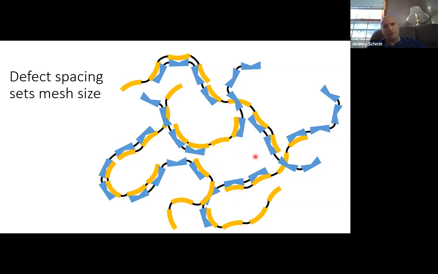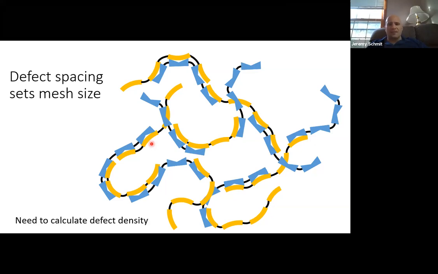And so now notice that my new pore size here is this much bigger thing that comes due to the fact that anytime I have these zipper motifs here, this is basically inert to further binding. Okay, so what this means is that if I want to calculate the properties of this network, what I need to do is calculate this defect density.